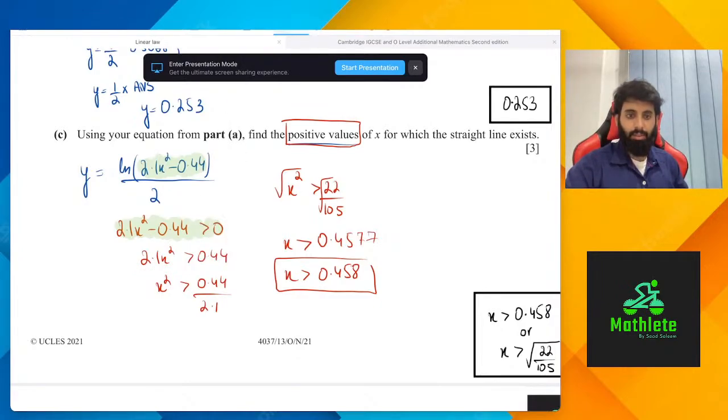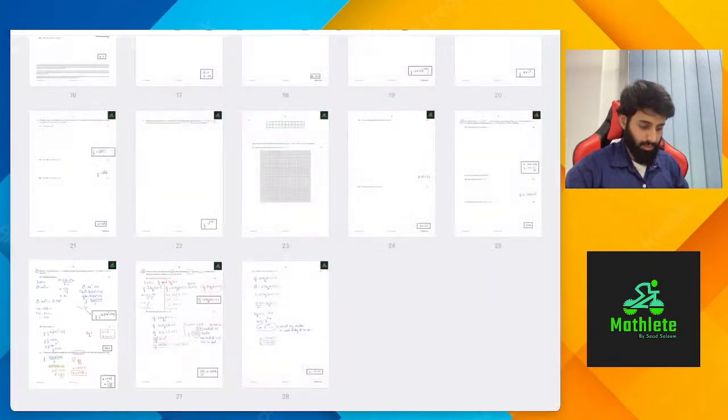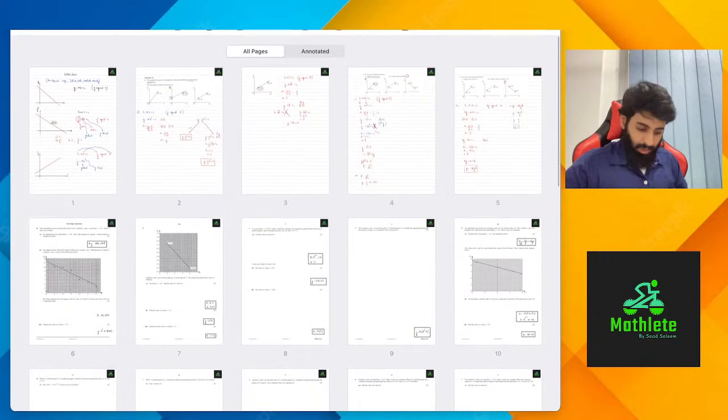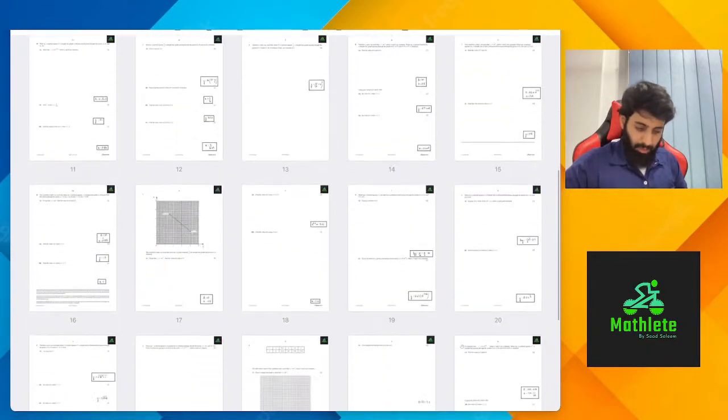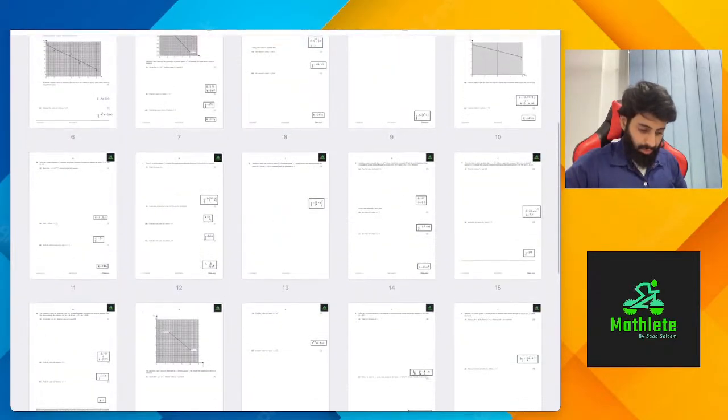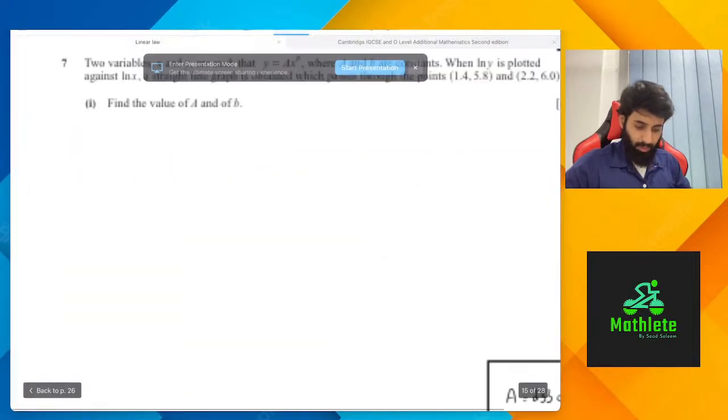Okay. If your argument ever gets less than 0, that means your log function does not exist, and if that doesn't exist, what does that mean? That means your whole function is not defined. Okay, so hope that's clear to you guys now. With this out of the way, like I said, let's do some questions from May June 2021.